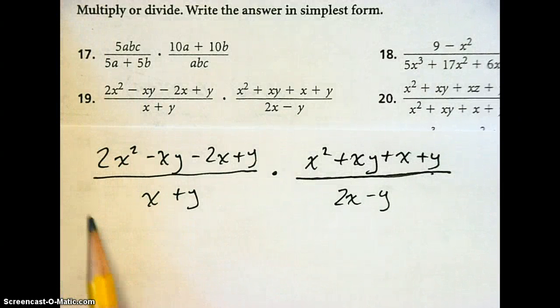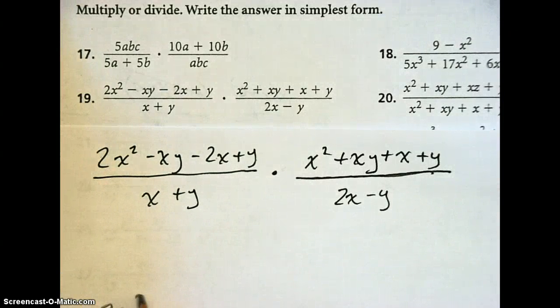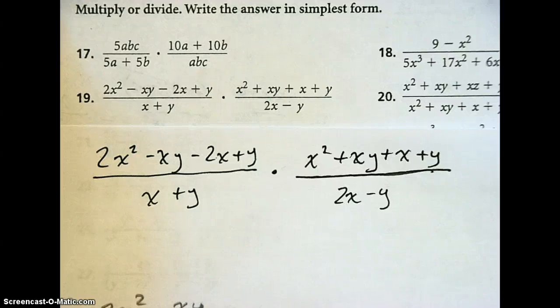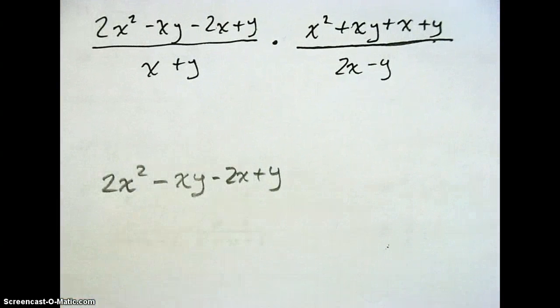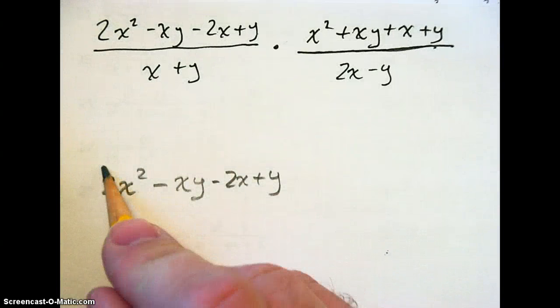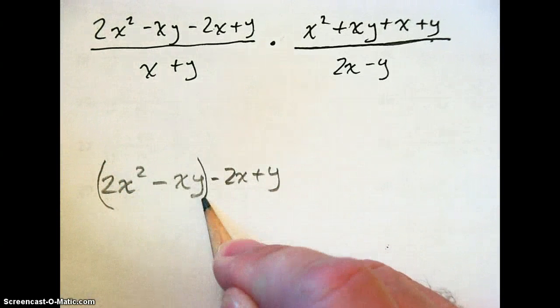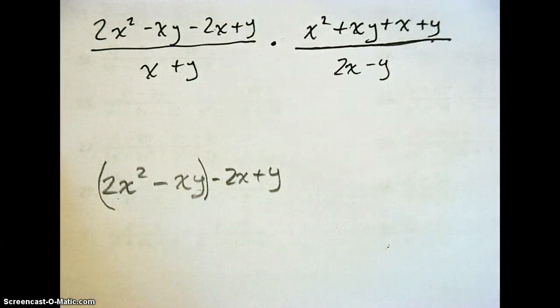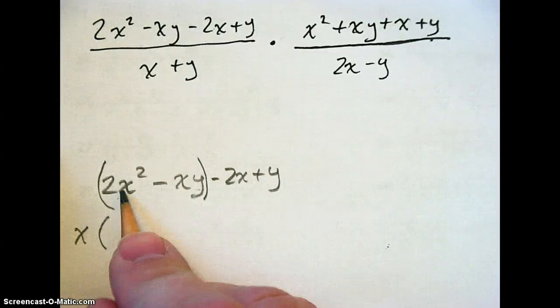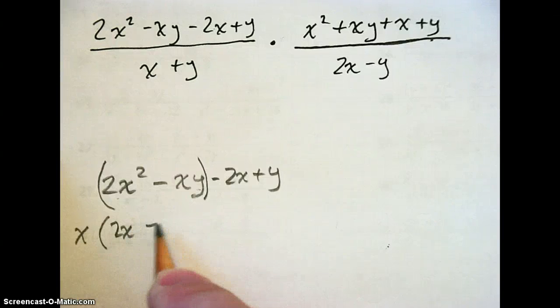So I'm going to start trying to factor this top one. I'm going to rewrite it down here just so I have a little more room, and I'll put my answer up there. If I'm going to do factor by grouping, I start by making some groupings. I'm going to group this here and this here. When I group those, I look at just that quantity. What can I take out of that? An x. And if I take that x out, what am I left with? 2x minus y.